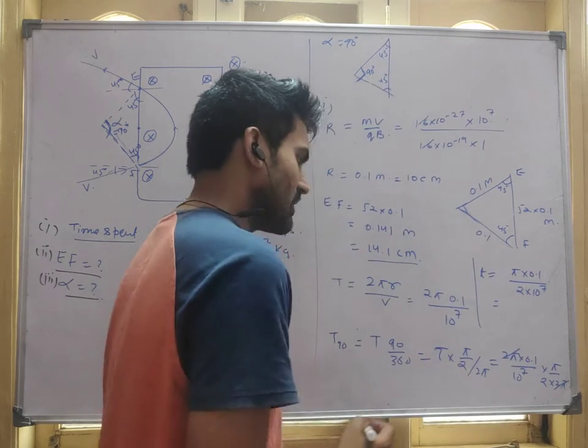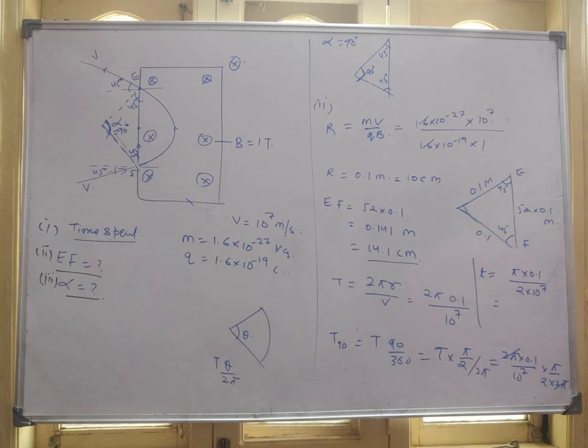So time spent will be how much, guys? Just find out the answer. It will be pi into 0.1 divided by 2 into 10 raised to power 7. So it will be 1.5 into 10 raised to power minus 8 seconds. This will be the time spent.